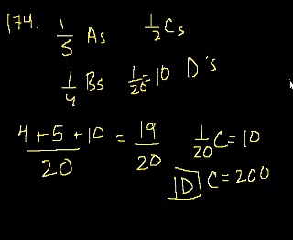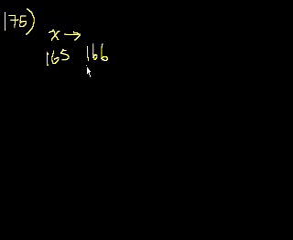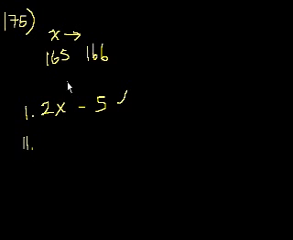Next question, 175. As x increases from 165 to 166, so as x goes from 165 to 166, which of the following must increase? Interesting. So 1, 2x minus 5. Well, sure. As I go from 2 times 165 to 2 times 166, this is obviously going to increase, and this is going to stay the same. So this is going to increase 2, and you can substitute the numbers in there if you don't believe me, but I think that should make some intuition.